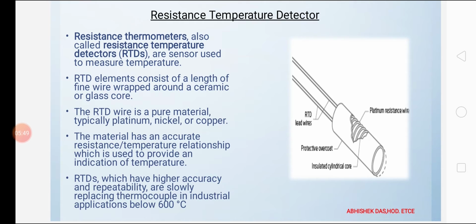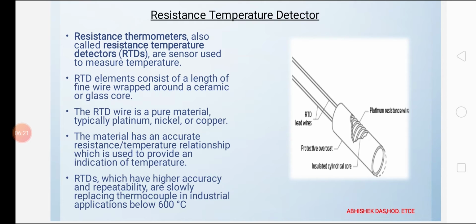Our next topic is based on some temperature detectors. Number 1, resistance temperature detector. It is used to measure temperature. RTD is a primary electrical transducer which is used to measure temperature changes in terms of resistance changes. The resistive element is usually made of solid material, a metal or a semiconductor compound.